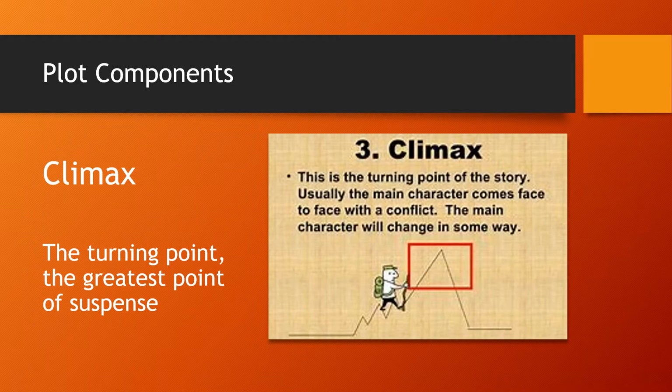The next plot component is the climax. This is the turning point and the greatest point of suspense. The climax in the Three Little Pigs is when the wolf gets frustrated and jumps down the chimney to get pig number 3.